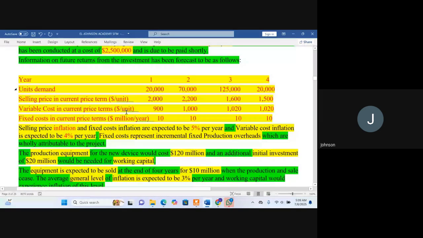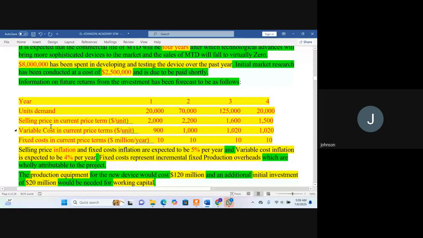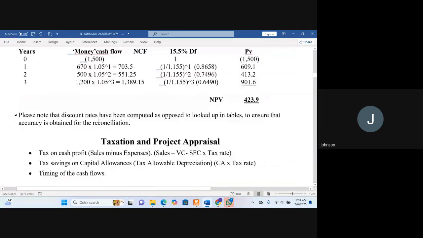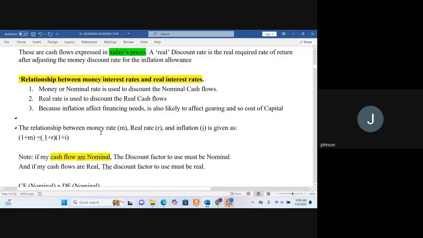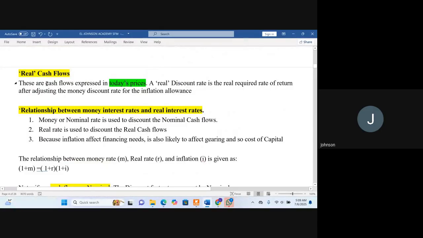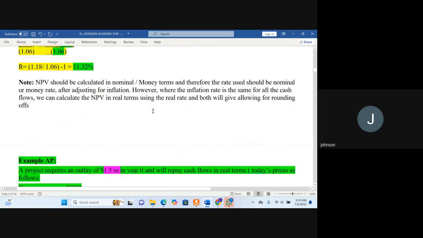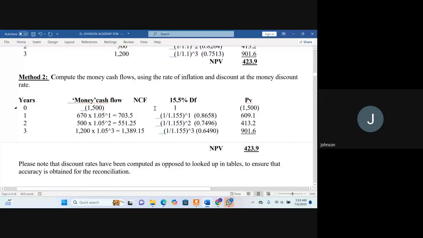So look at it now. They say selling price is in current price term. That means it's in today's term. That means that the selling price is in real terms. That means it has not been inflated based on what we have over here. So they say these are cash flows expressed in today's prices. So that means it's in current term. That means that it's a real cash flow. It has not been affected by inflation.